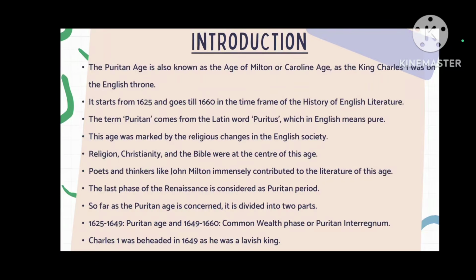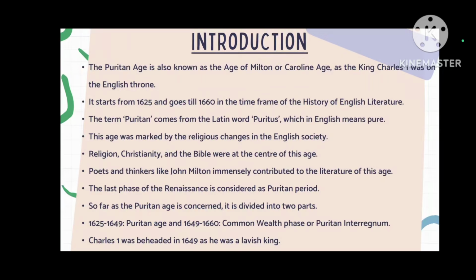The second point, it starts from 1625 and goes till 1660 in the time frame of the history of English literature. Now, as we know, in the history of English literature, we have divided the ages according to the time frame, according to the timeline, and the time period of the Puritan age is from 1625 to 1660. This whole time frame is known as the Puritan period.